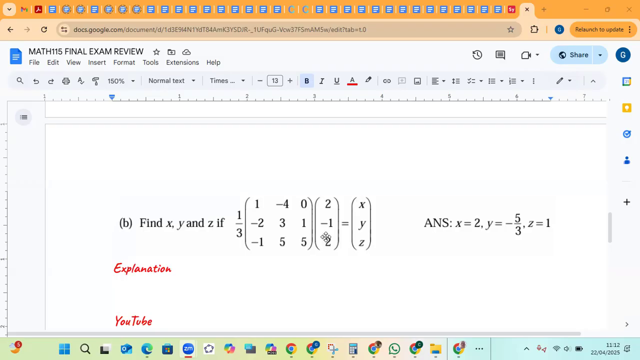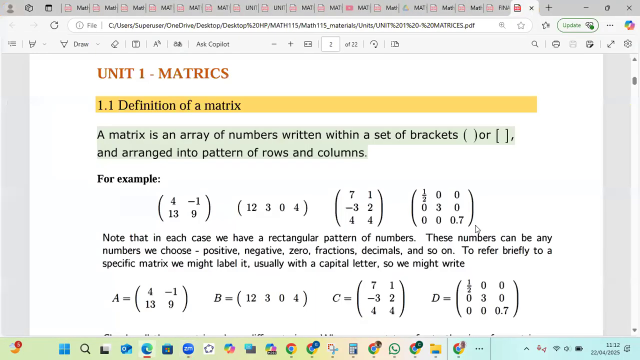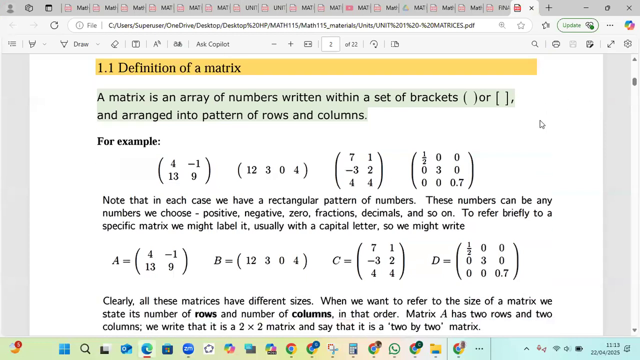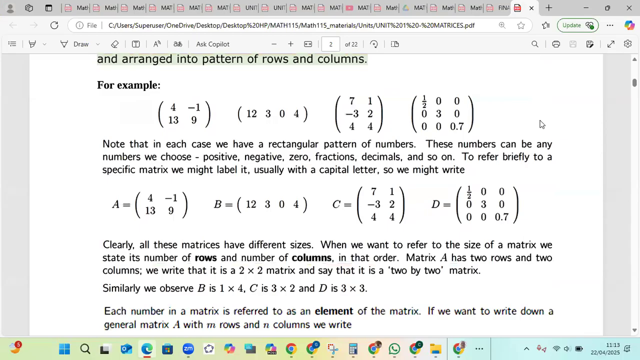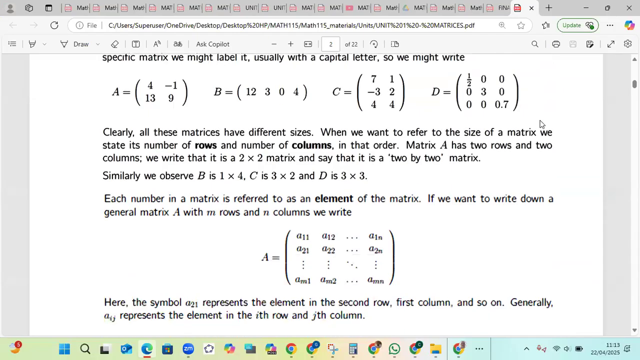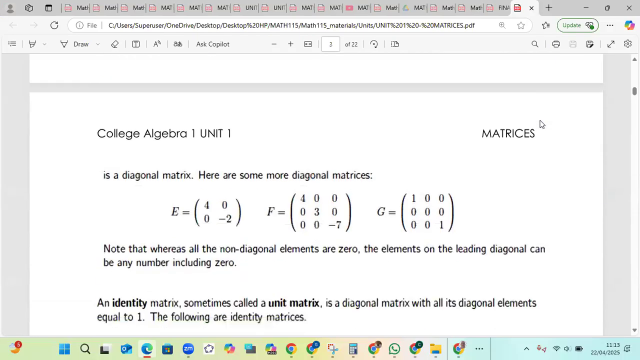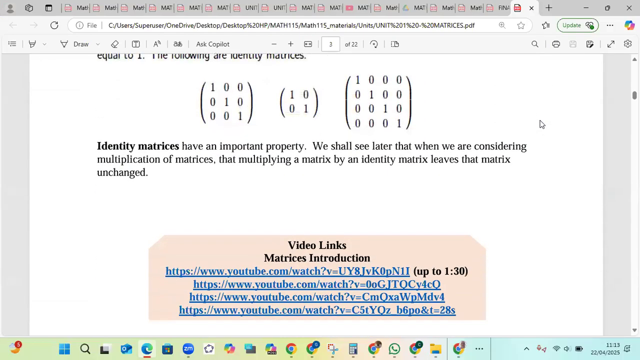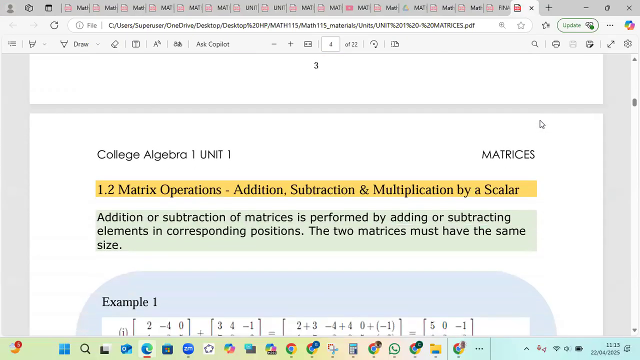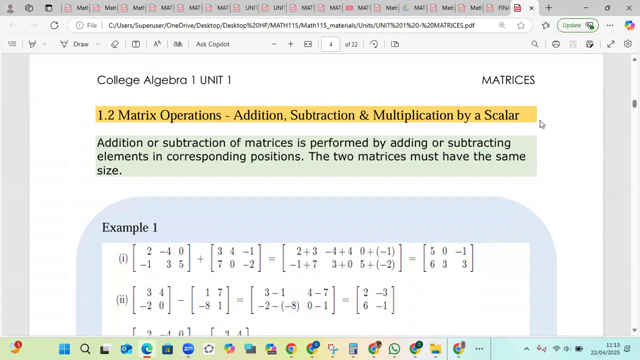Now for extra help, you can go to unit 1 on matrices. From page 2, you've got information on matrices. What's the definition of matrix? By looking at the first video, we are custom with that page already. Okay, how to identify the elements in a matrix, different types of matrix, square, diagonal, etc. Identity matrix, identity matrices, operations on matrices, addition, subtraction, and multiplication by a scalar.